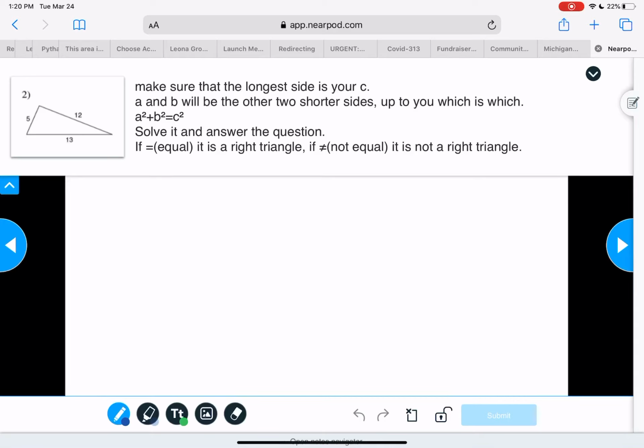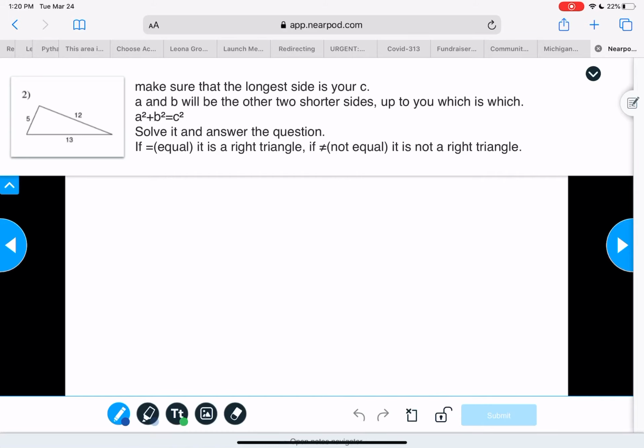All of these questions, number 2, 3, 4, 5, and 6, you should be actually doing the work for all of them. So here it tells you make sure the longest side is your C, or else you're going to have mistakes. A and B will be the other 2 shorter sides, which are your legs. And A and B, if you label, like for example here, 13 is my biggest side, 5 and 12 are the shorter ones. If you label 5 as A, that's fine. And if you label 12 as A, that's fine. But you cannot label 13 A or B because that's the longest side. And then you solve it and answer the question.